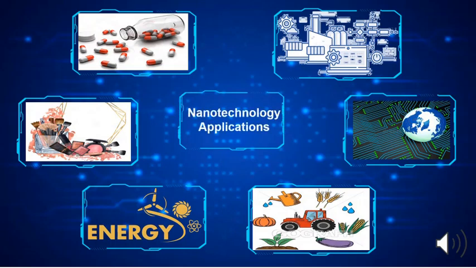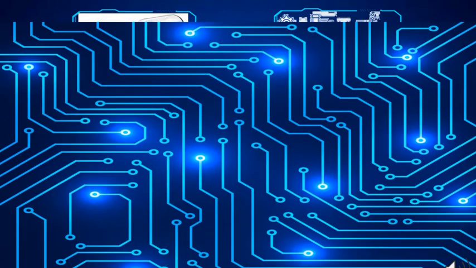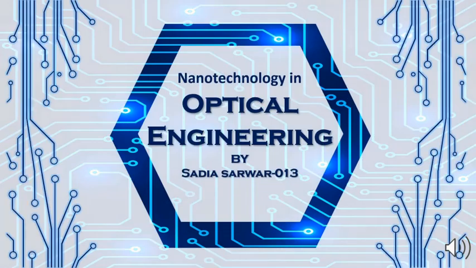For example, various industries make use of nanotechnology, including the medicine industry, the cosmetics industry, the electronics industry, the energy sector, and the agricultural industry. But here I'll focus on the use of nanotechnology in the field of optical engineering.